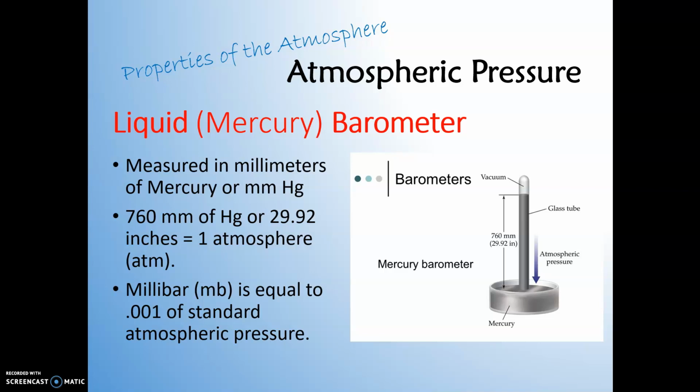Let's talk about the two types of ways we can measure it. There's a liquid barometer and there is an aneroid barometer. The liquid barometer, as you watched in the Edpuzzle, works on the premise that the air pressure will push down on liquid. It used to be mercury, and that would push the mercury up a tube. That's the historical reason why atmospheric pressure is often measured in mmHg, millimeters of mercury.